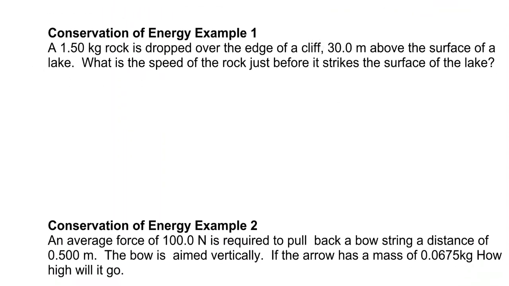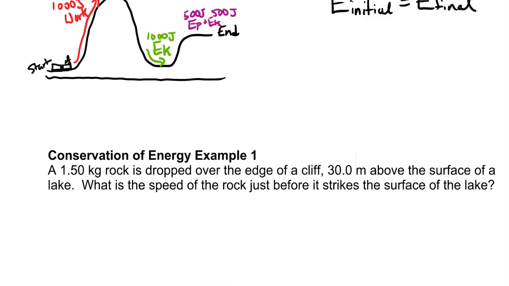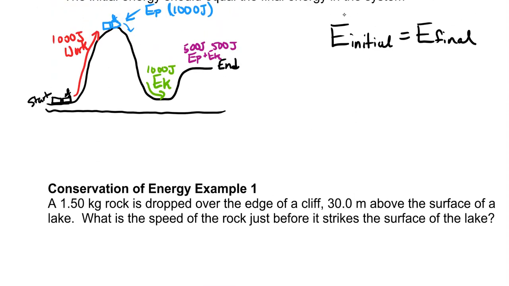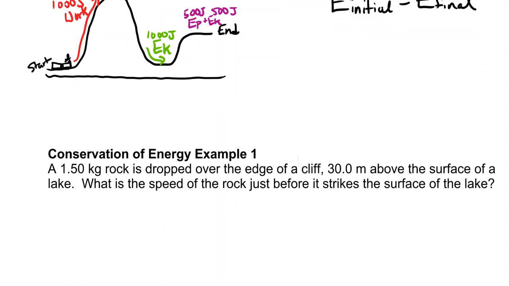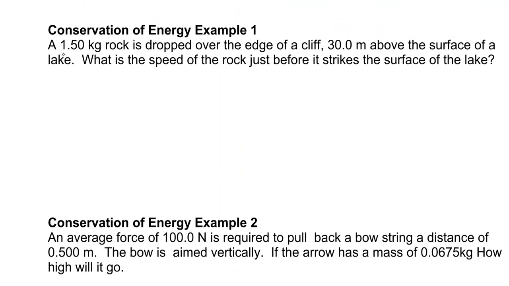So, example number 1: a 1.50 kilogram rock is dropped over the edge of a cliff 30 meters above the surface of a lake. What is the speed of the rock just before it strikes the surface of the lake? So what we want to think about is what type of energy we initially have here, okay? So a 1.5 kilogram rock is dropped over the edge of the cliff.